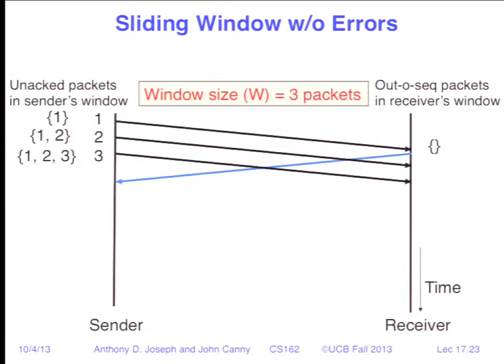what's our window now? 2, 3, 4. Right? Our window slides forward because we received the acknowledgement for 1, and this is only keeping track of unacknowledged packets. Right?